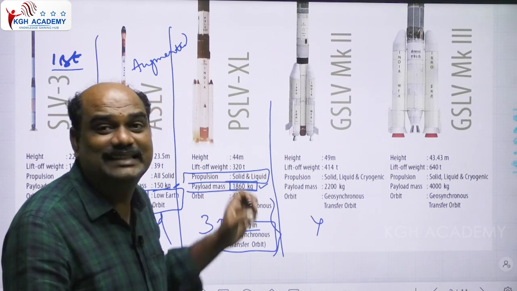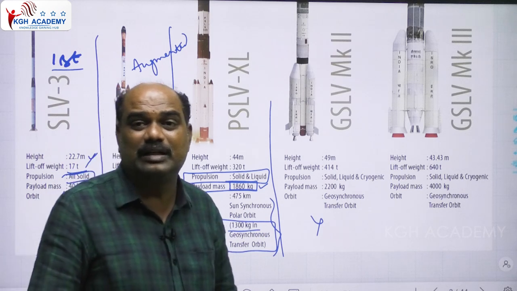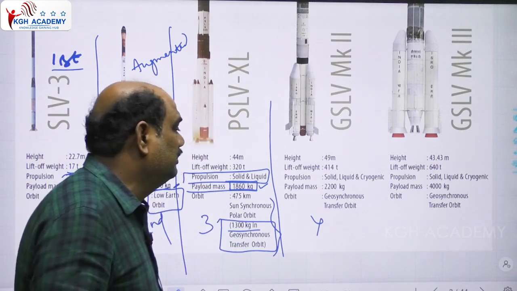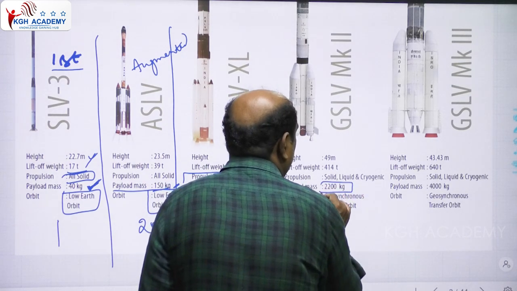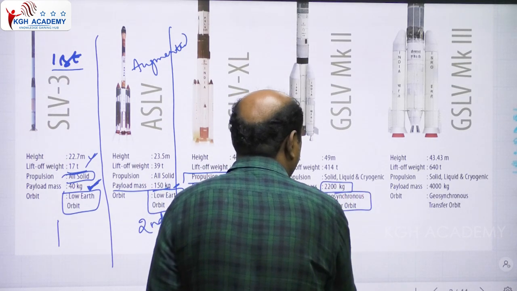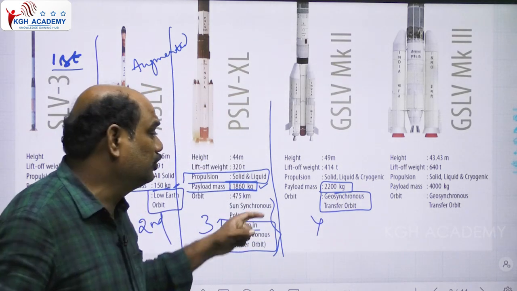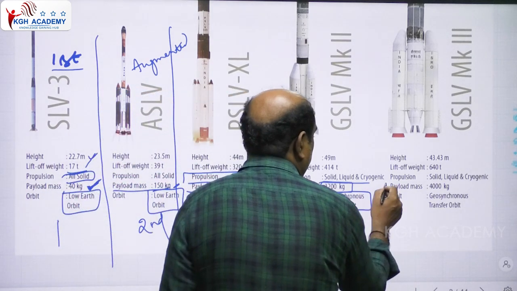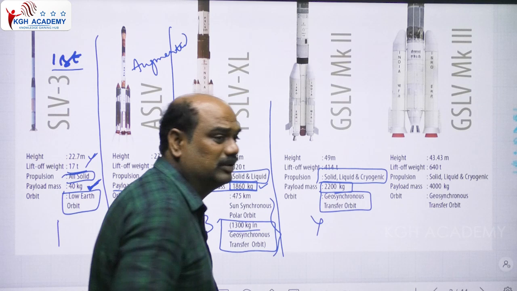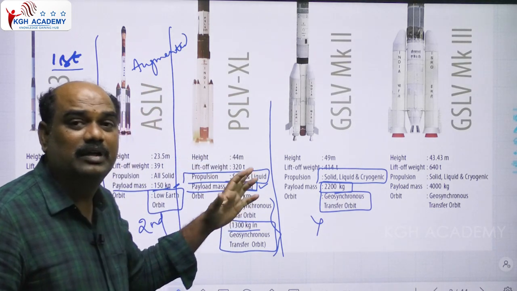called GSLV Mk2. What is GSLV? Geosynchronous Satellite Launching Vehicle, and it is able to carry satellites with a weight of 2,200 kg into the same orbit as the PSLV, called the geosynchronous transfer orbit. The fuels are different now: solid, liquid, and cryogenic fuels. What are the fuels used in this? It will use a solid fuel, liquid fuel, and cryogenic fuel.